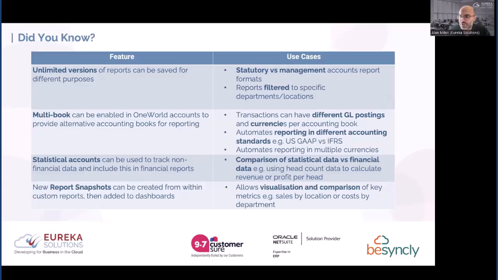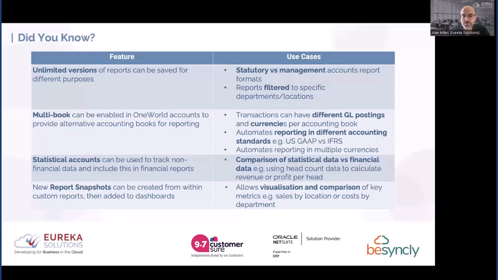There's also a great feature, which again I think is potentially underused, which is the multi-book feature. That can be enabled if you have what's called a One World account, which is your multi-entity, multi-subsidiary structure within NetSuite. Anybody who's bought a SuiteSuccess edition of NetSuite will have access to that because they're One World enabled. What that allows you to do is to set up alternative accounting books. So when you're looking at your financial reporting, you can have different GL postings per accounting book.